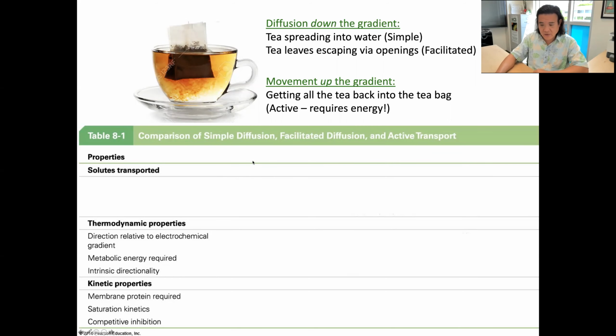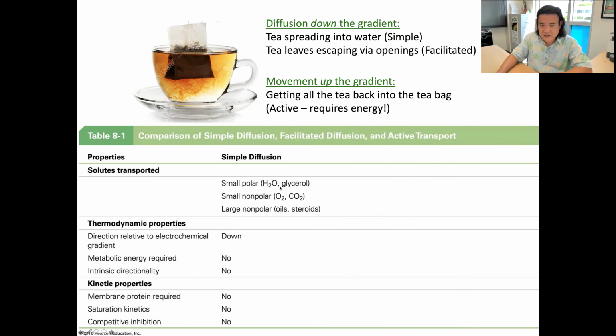So this table below helps compare and contrast simple diffusion, facilitated diffusion, and then active transport, which again, we'll talk about active transport next lecture. And it gives you an overview of different ways of thinking about them in terms of what types of solutes might be transported in living cells according to diffusion or active transport, the thermodynamic properties involved, and also the kinetic properties, right? That's what we've been talking about with those curves. So let's look, simple diffusion.